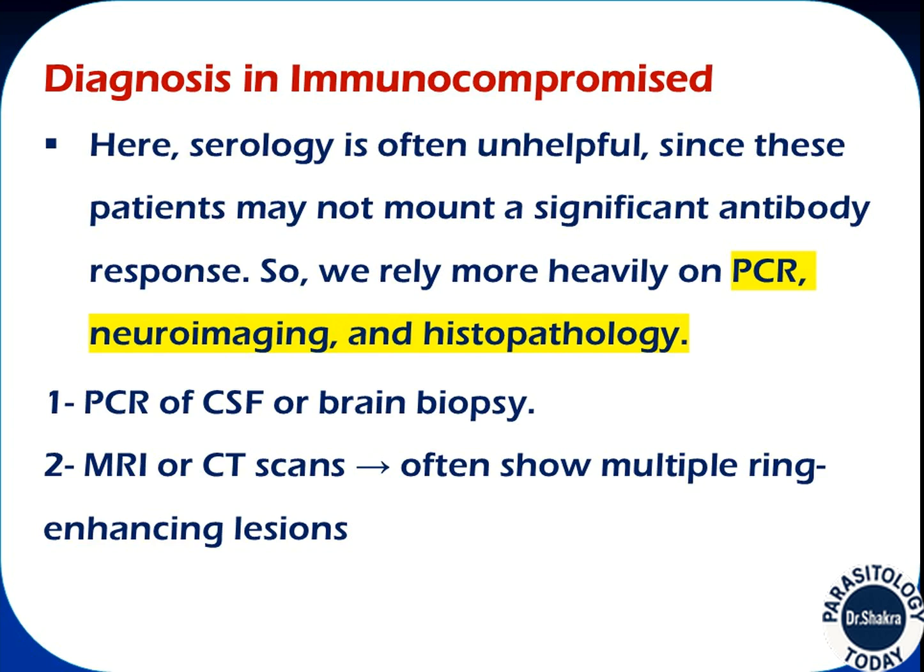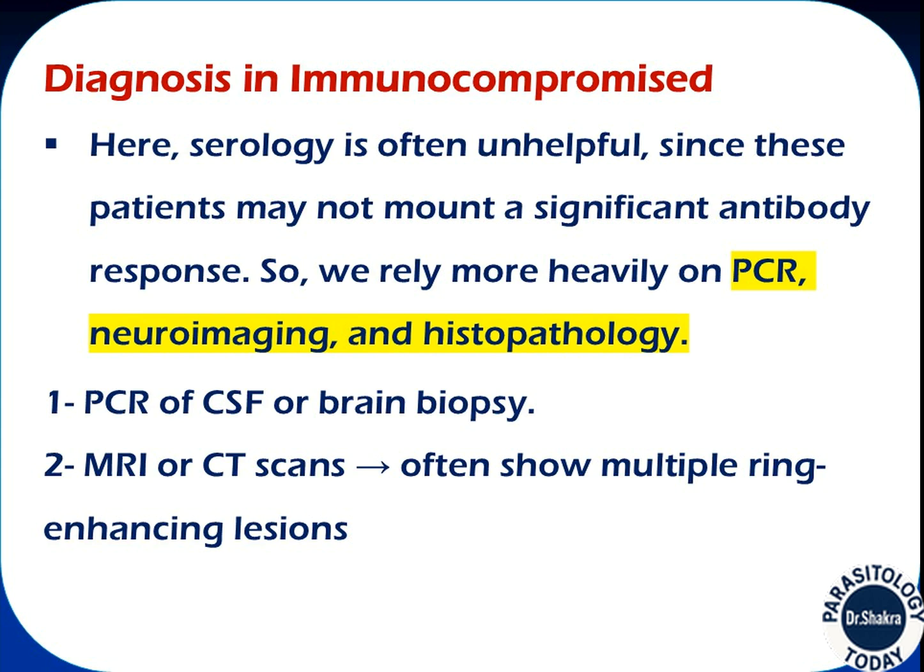6. Diagnosis in immunocompromised patients. Here, serology is often unhelpful, since these patients may not mount a significant antibody response. So, we rely more heavily on PCR, neuroimaging, and histopathology.